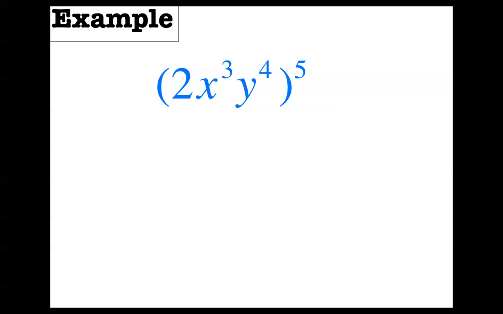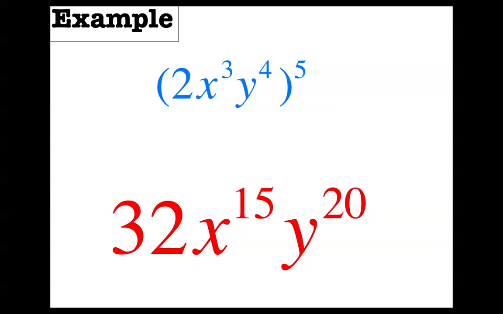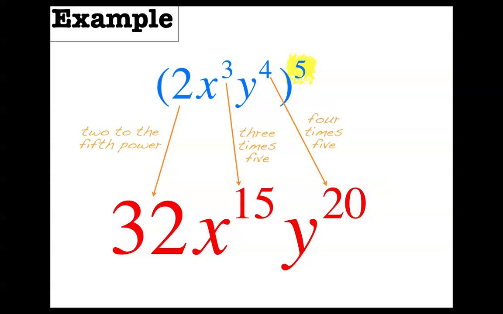And if you have 2x cubed y to the 4th, and you take that whole thing to the 5th power, you're going to get 32x to the 15th, y to the 20th. Let's break this one down. This is 2 to the 5th power, because you're doing the whole thing to the 5th power. 2 times 2 times 2 times 2 times 2. That comes out to 32. This is going to be x to the 3 times 5, because you're going to multiply the exponents here. And then this is going to be y to the 4 times 5. Why times 5? Because that 5 on the outside is going to get multiplied by the exponents on the inside.